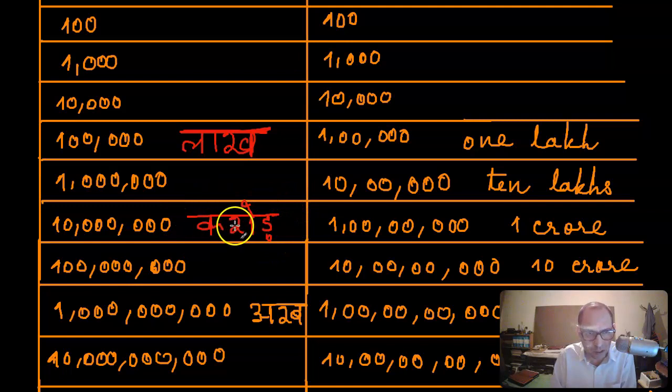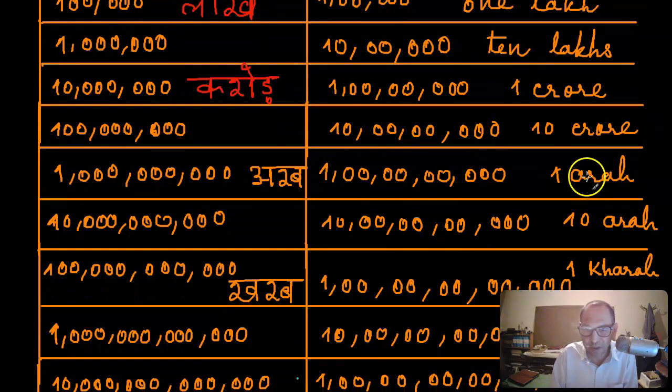K-R-O-R-E. That's a crore. And then 100 million would be 10 crores, right? And after 100 million, if you multiply it by a factor of 10, you'd have a billion in English.